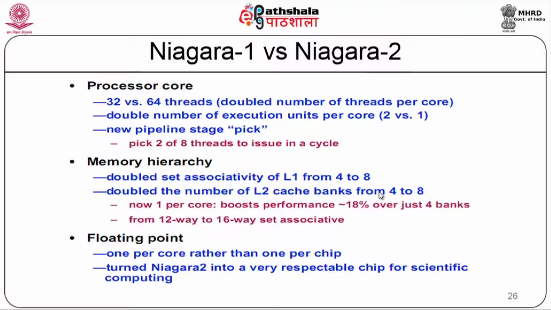And in the memory hierarchy, it doubled the set associativity of L1 from 4 to 8. It doubled the number of L2 cache banks from 4 to 8. Now it is 1 per core, and it boosts performance 18% over just 4 banks, and goes from 12-way to 16-way set associative. And if you look at the floating point unit, as I already mentioned, initially there was only 1 for the entire chip. All of the cores were sharing 1 unit, whereas in Niagara 2 you have 1 per core rather than 1 per chip, and it turned Niagara 2 into a very respectable chip even for scientific computing applications.